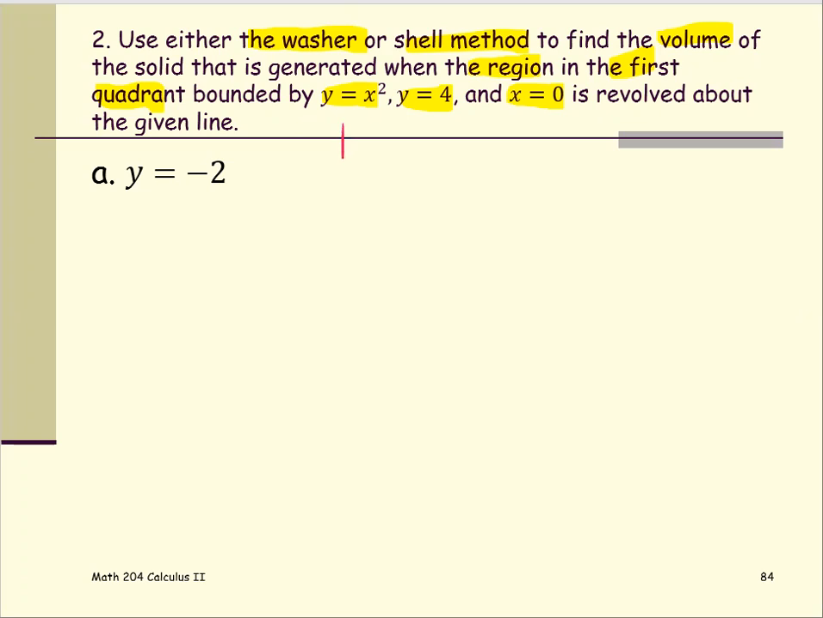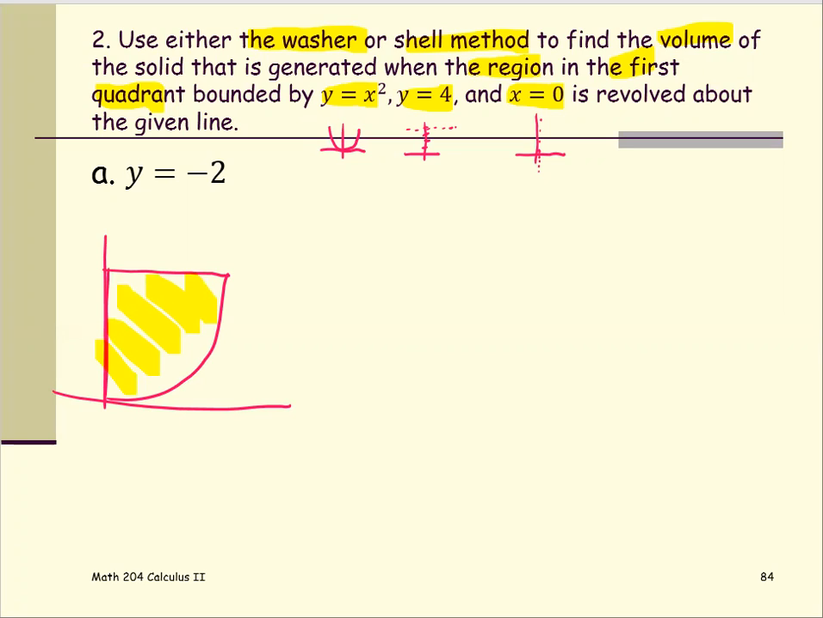For y equals x squared, that is the parabola graph, opens up. y equals 4 is the horizontal line, and x equals 0 is the vertical line at x equals 0, the same as the y-axis. Since we consider the first quadrant, let's sketch the graph all together in the first quadrant. So parabola y equals x squared, the line y equals 4, and the line x equals 0. We have the region bounded by these three graphs shaded in yellow highlight.